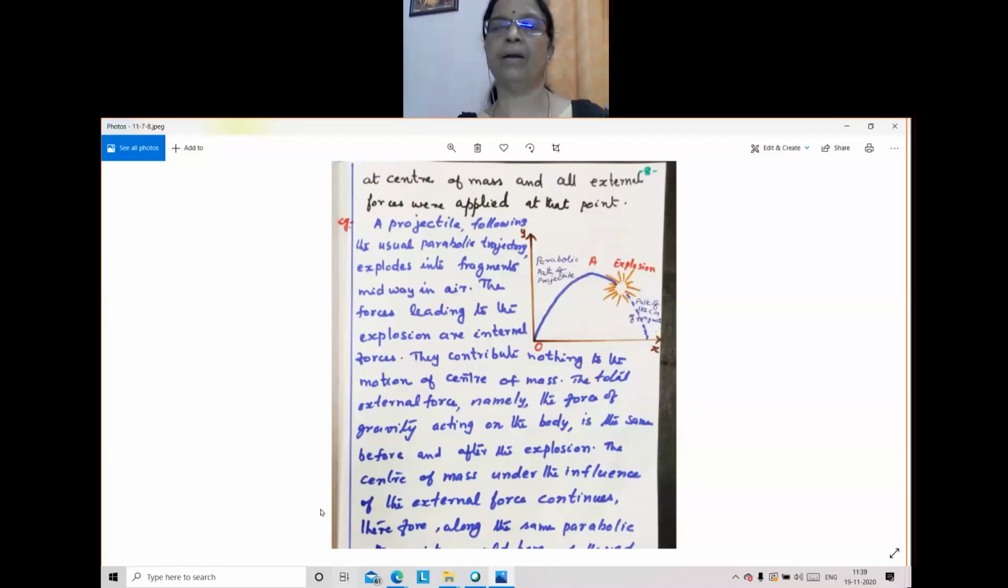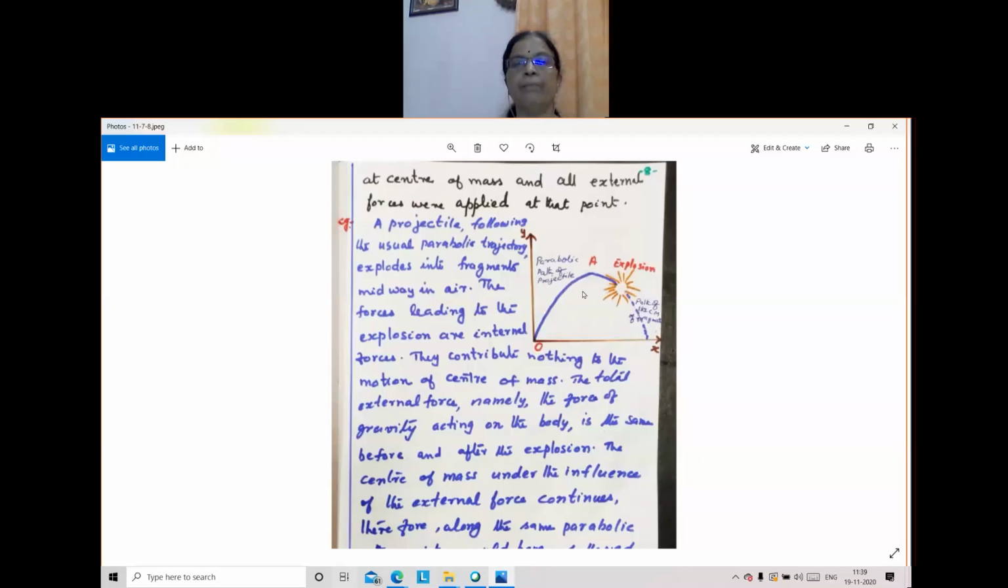Parabolic path. Very good. It will continue to move along the parabolic path because the motion of center of mass is not affected by internal forces. It is affected only by the external force. Which is the external force here? External force is gravity, gravitational force. Before the explosion, it was moving along a parabolic path. So, it will continue its motion along the same parabolic path which it was moving before explosion.